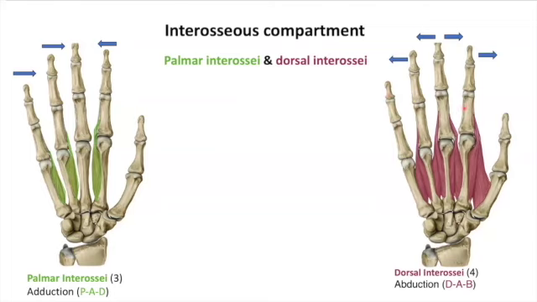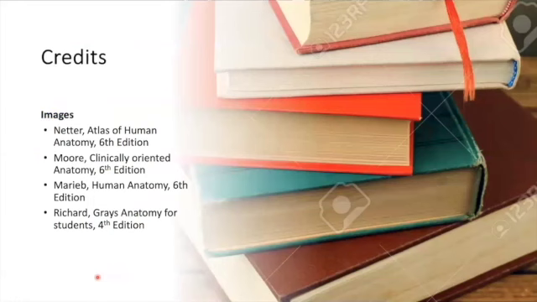So if you need a mnemonic to remember their action, DAB: dorsal interossei, their action is abduction. PAD: palmar interossei, their action is adduction. And all interossei muscles, both palmar and dorsal, are innervated by ulnar nerve. So that's all about the intrinsic muscles of the hand.